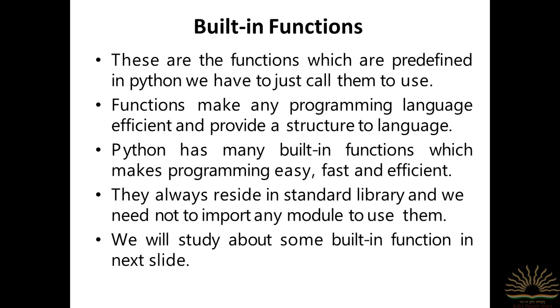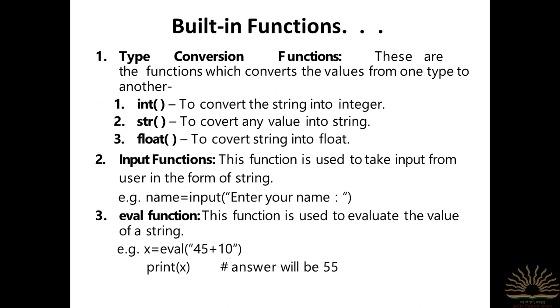Functions make any programming language efficient and provide a well-defined structure to the language. Python has many built-in functions, and these are some examples. Type conversion functions are there, like int. If you input some value and want to convert it into an integer, you use the int function. With the str function, you can convert any data type into a string. And float, as the name indicates, is used to convert any data into float values, meaning you can use decimal values.